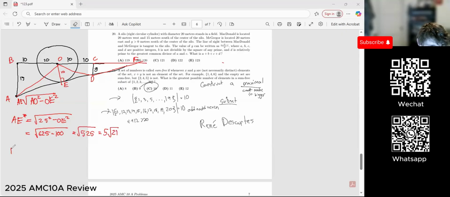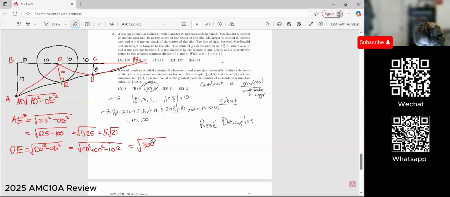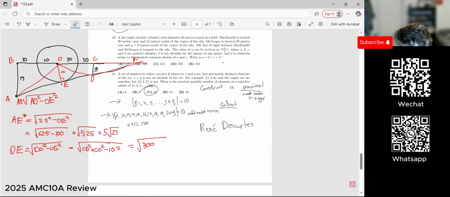All right, and DE by the same logic is equal to the square root of DO squared minus OE squared, which is equal to the square root of CD squared plus CO squared minus 10 squared, which is equal to 300 plus G squared. I know I'm going fast. I'm sorry. I'm just trying to finish all of this as much as I can. So let's drop this height right here. Call this H. This is still G, so this is 15 minus G. Now, AH is equal to 15 minus G.